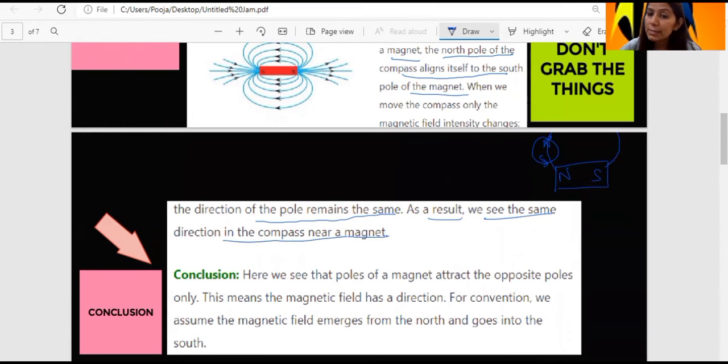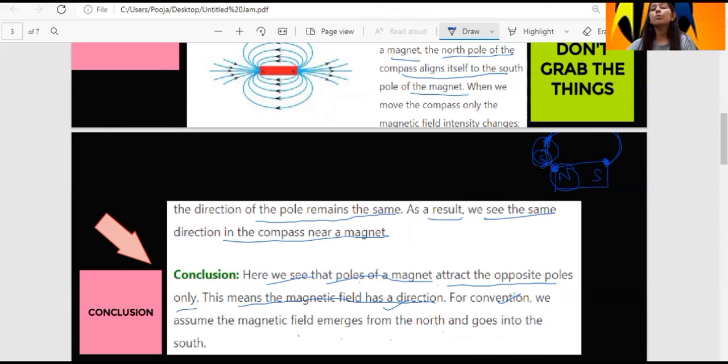So what is the conclusion of today's activity 13.3? Here we see that poles of the magnet attract the opposite pole only. Yes or no? Here the south pole and north pole attract each other. So opposite poles attract each other. This means the magnetic field has direction. When we have any position from south to north pole, we can say that the magnetic field has direction. By convention, we assume the magnetic field emerges from the north and ends at the south pole.